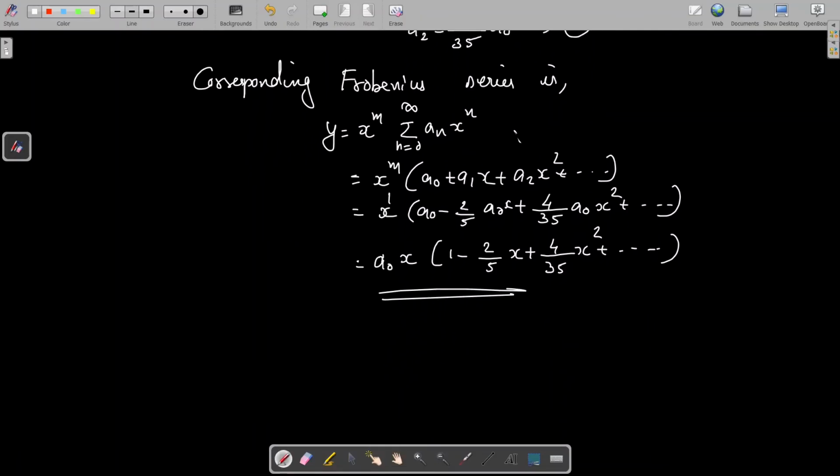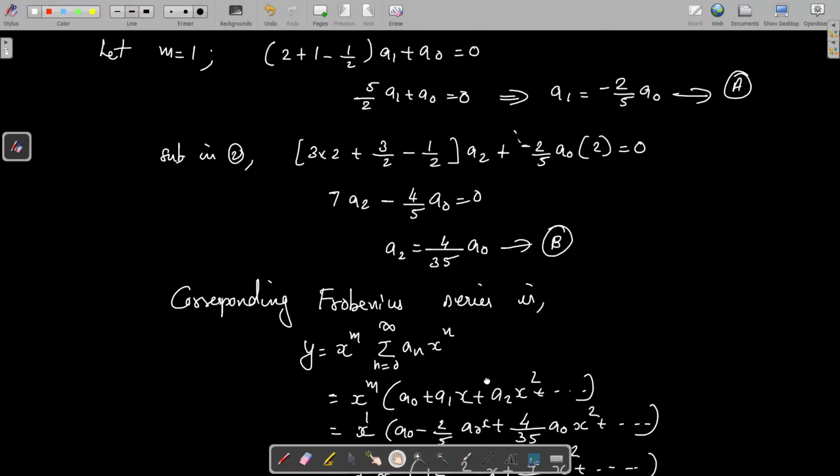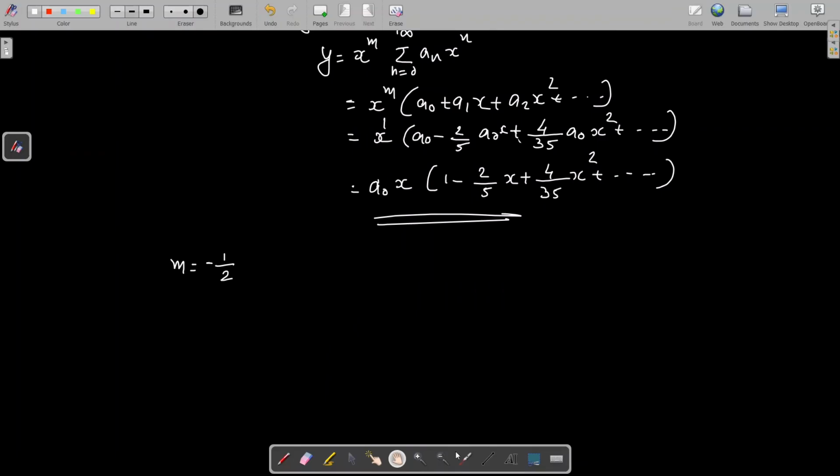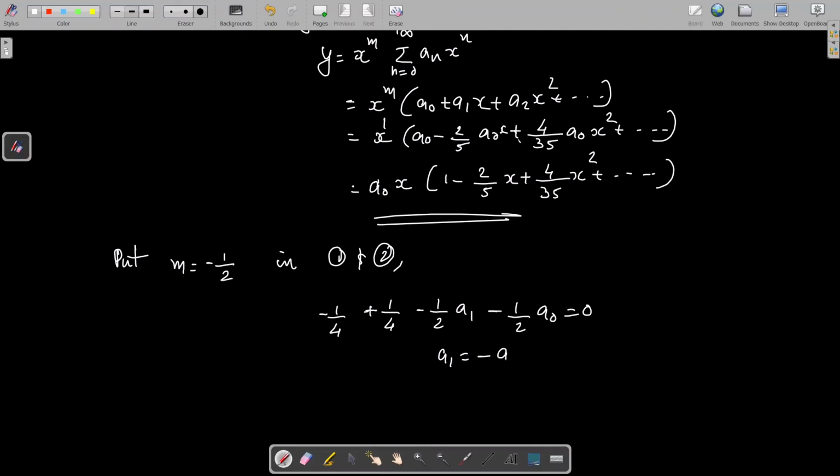Now we have to find the Frobenius series solution corresponding to m equal to minus 1 by 2. Okay. So here also you have to substitute m equal to minus 1 by 2 in these two expressions, 1 and 2. Then you will get the given answers here. When m equal to minus 1 by 2, first equation becomes minus 1 by 4 plus 1 by 4 minus 1 by 2 a1 minus 1 by 2 a naught equal to 0. Solving this, you will get a1 equal to minus a naught. Okay. So this is the first expression.